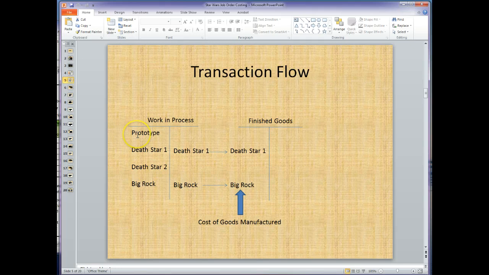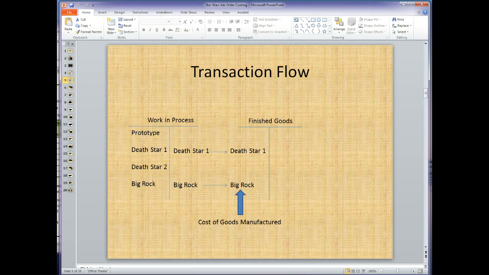Now here's your prototype Death Star, your Death Star 1, your Death Star 2, and the big rock from the first slide. Now these are what we call jobs. Like Steve Jobs, right? Made Apple. Now these are different jobs. And so the technical term is costs are accumulated by job, right? That's a job, that's a job, that's a job. And clearly it's going to cost you more to make a big rock than it is a giant intergalactic battle station. So you wouldn't want to just average those costs. That wouldn't make sense. So as we're working on them, they're here.